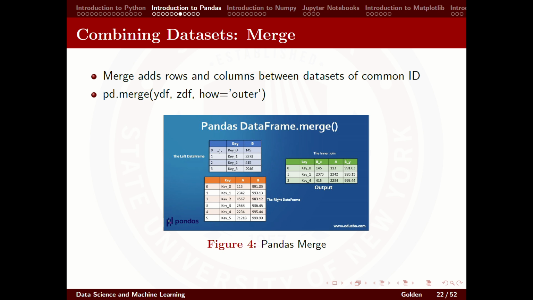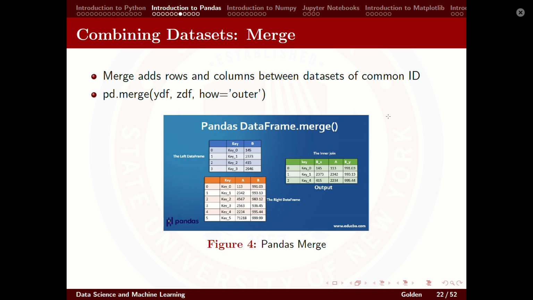So here we have left data frame, key and B. Key is just going to match up between the data frames. And then we have A and B in the right data frame. So we have Y data frame, Z data frame. We're going to merge them together. And in this case, it assumes the key, but you normally will say left_on, right_on, or on equals. And then here is a join between those. In this case, it's an inner join. Here, it's an outer join.